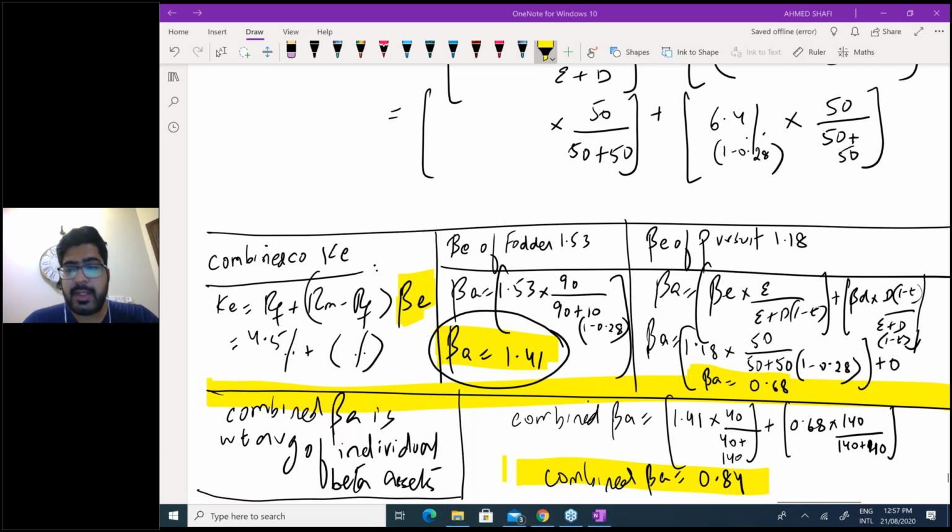Any questions on this combined beta asset? It's the weighted average. That means total of both, but just apply the weights of their individual market values. $140 million is the market value of pursuit. That was given in the question, you can check. And 40 million approximately is fodder, which we just calculated before the break.